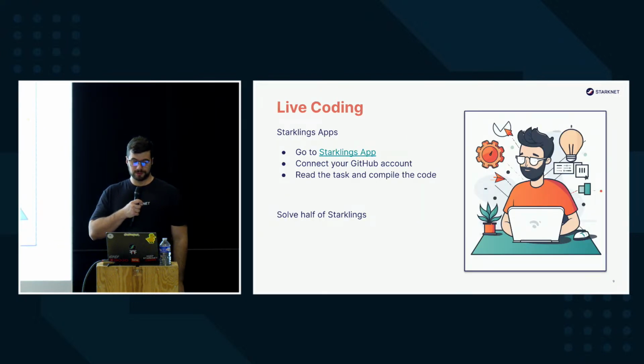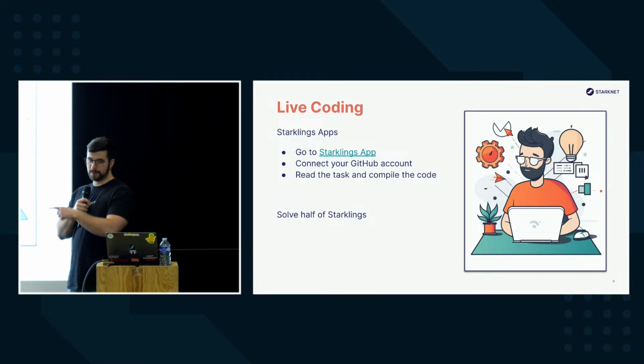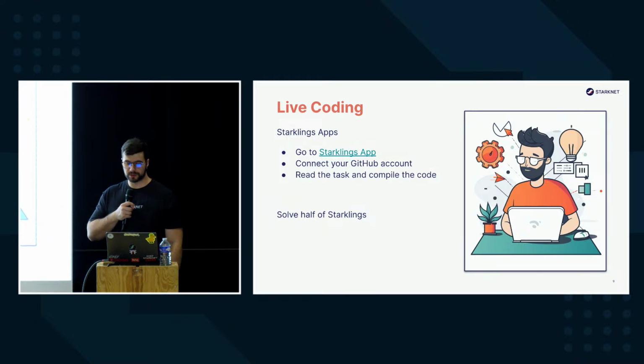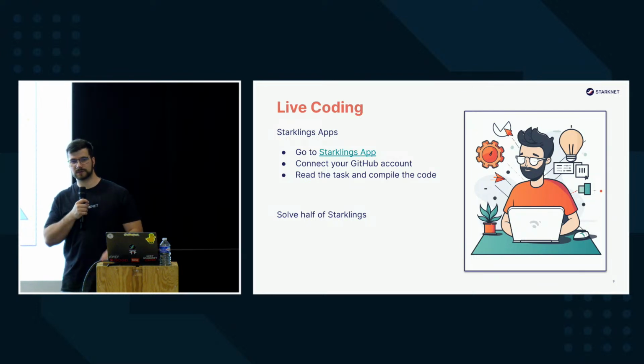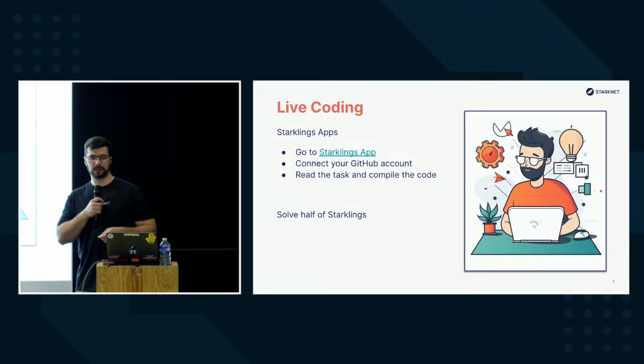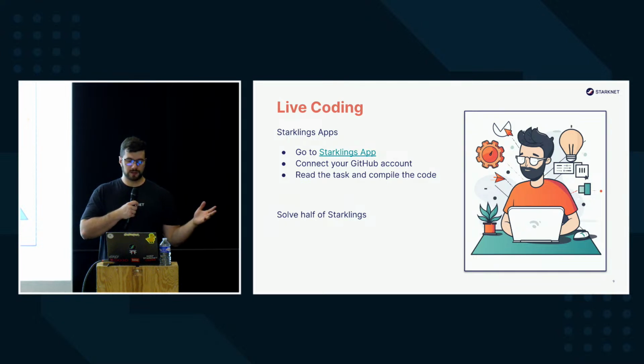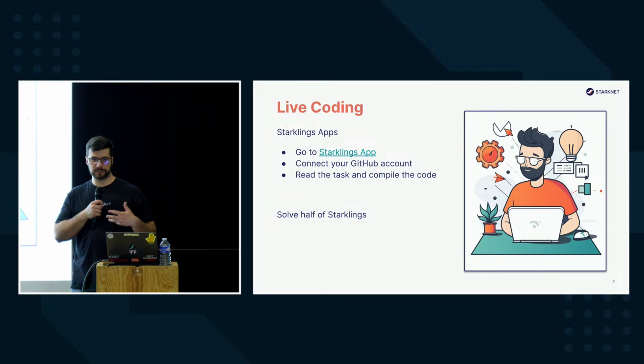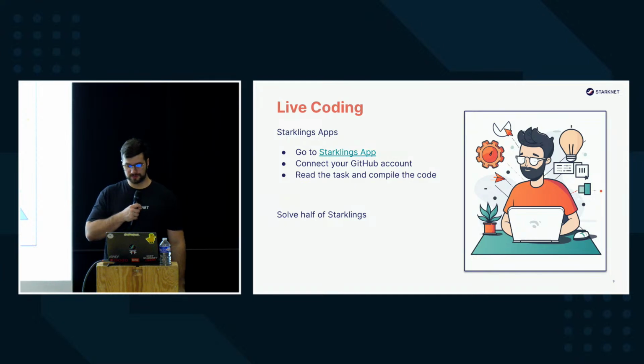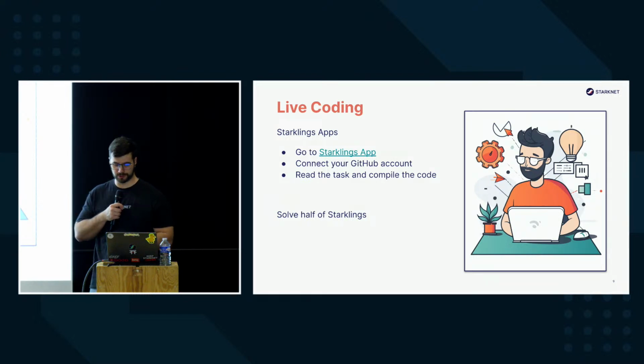As for live coding, what we'll do is go to the Starklings app. You can connect your GitHub account, and I would recommend doing so because it saves your progress, so you're able to continue throughout the exercises even if you disconnect. What you have to do is read the task, see what we need to do, and then compile the code, and if everything works well, we can move to the next step. I'll aim for this session to solve half of the Starklings. We'll see how this goes. What we don't solve here will probably be homework for you.